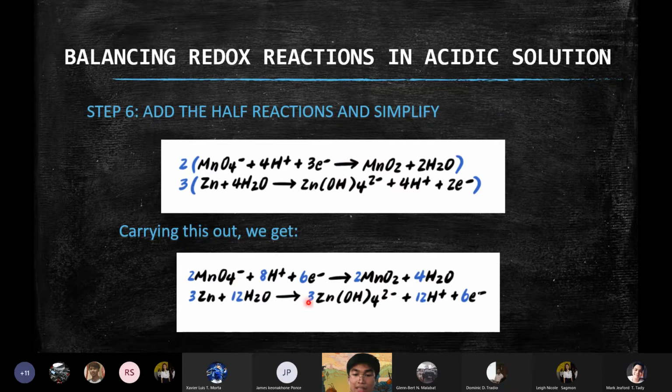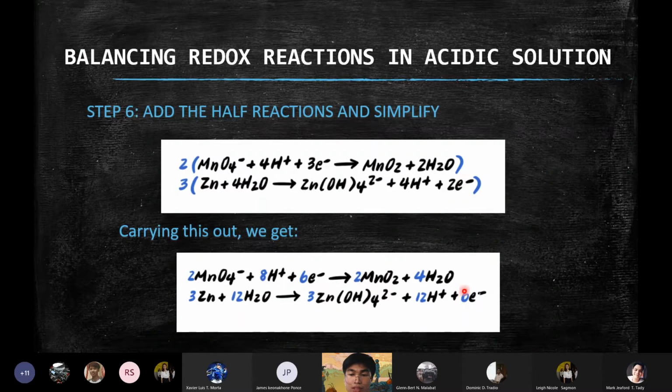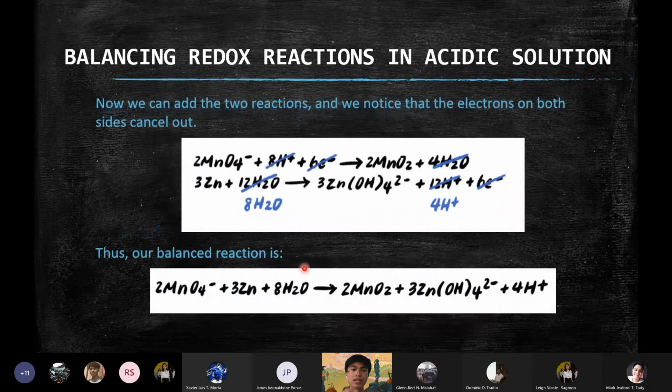Carrying this out, we will be canceling this one. This one will be canceled because they are on the same side of the arrows. And take note that you will not only be multiplying the 3 electrons here. You need to multiply the entire thing. Now we can add the 2 reactions and notice that the electrons on both sides are canceled out.